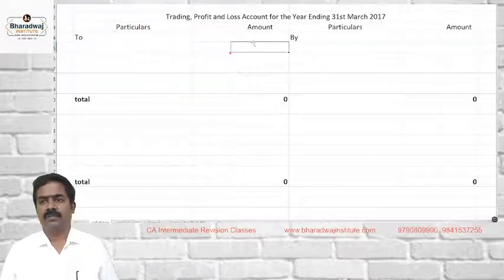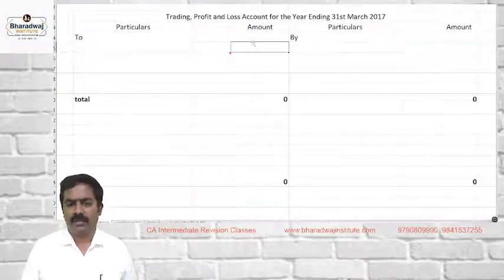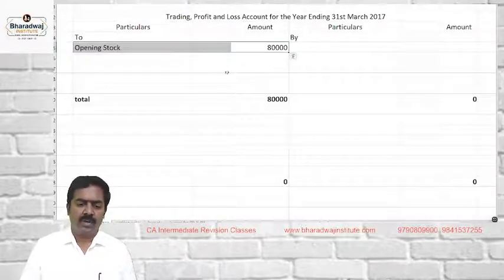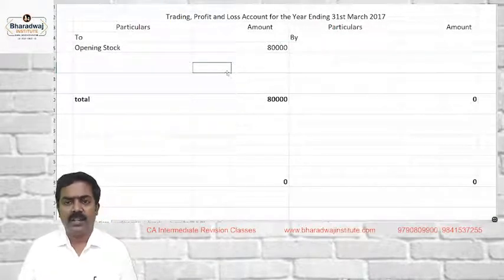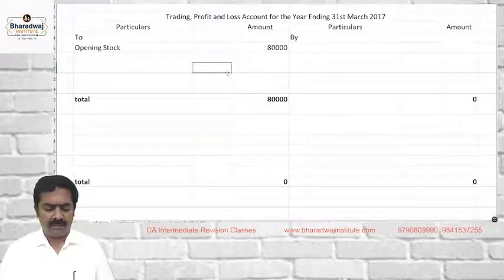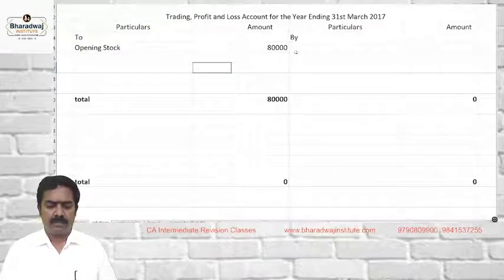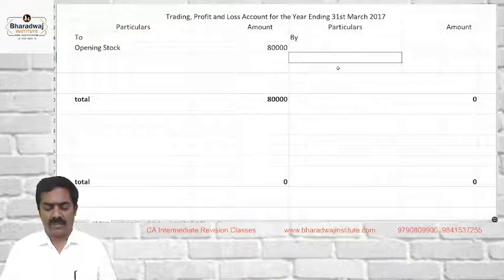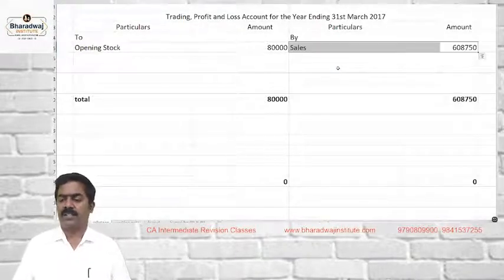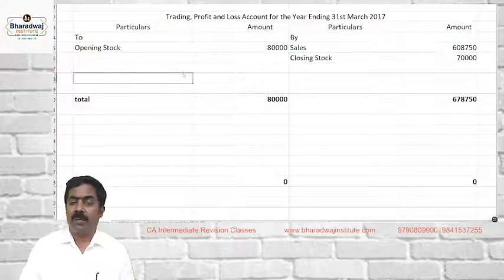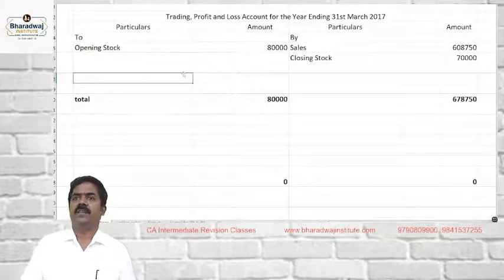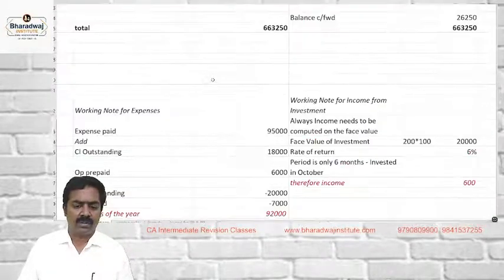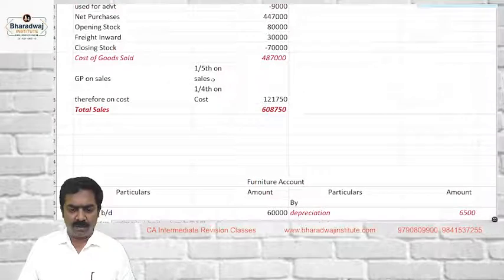We will start with which one? Trading P&L account. Opening stock available to us is how much? 80,000. Then what is the next one? Sales available, we worked out. Credit sales is total sales. Closing stock is available. Purchases minus advertisement we worked out. We did a working note. Already we have done the working note.